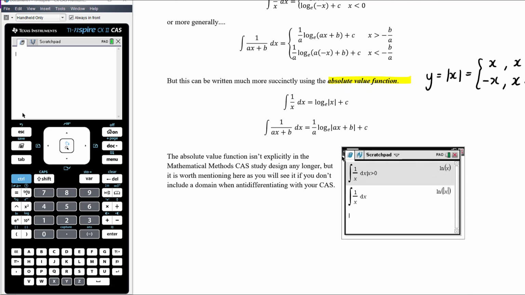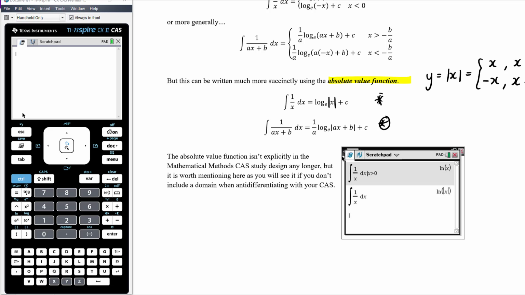So the same is true if we want to antidifferentiate 1 on ax plus b, where there's no domain restriction. In order to make sure our log is defined, we're going to need to use log e of the absolute value of ax plus b instead of just round brackets. I would encourage you, just as a general rule, to get in the habit of writing your antiderivatives of logs using straight lines instead of round brackets.